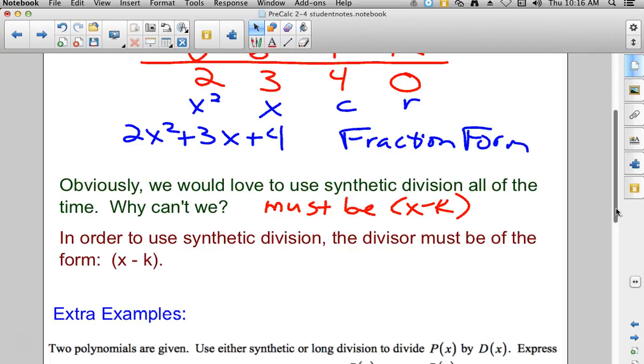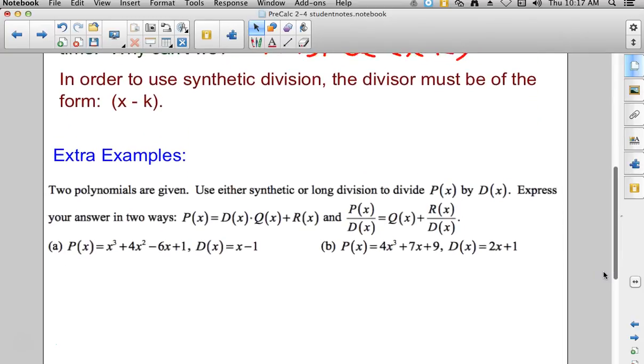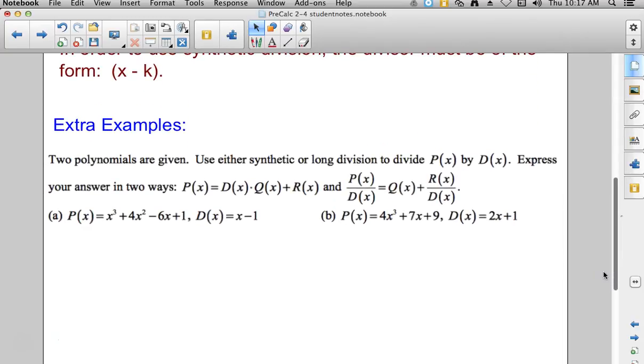In fact, for today's assignment, you have to do long division for all the problems that we give you. It's just one of those things, because we have to be able to do it. We've got to find all those factors. Whoa. So we've got extra examples, whatever kind of the block.